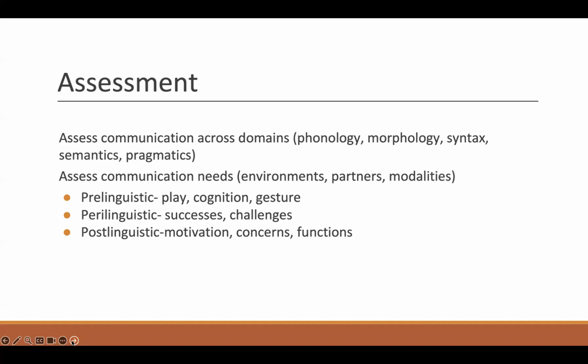Now, assessment looks a little bit different when we're thinking about post-linguistic individuals, or someone who already has developed language. We might need to better understand what their motivation is for coming into intervention or to be able to get hearing technology or get a cochlear implant. We might need to look at what their concerns are, as well as how they are communicating and what the functions of hearing are in their day-to-day life. And this may vary from individual to individual. And so this is part of how we integrate core and care, to think about what individually that person needs to be successful in their environments with their communication partners.